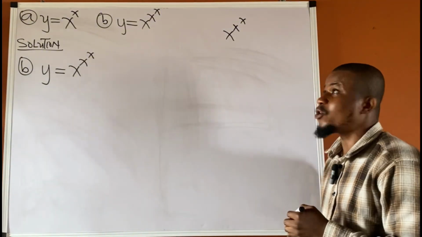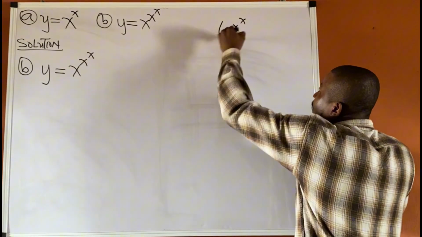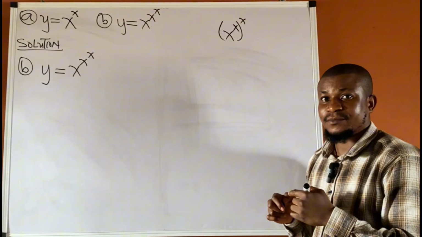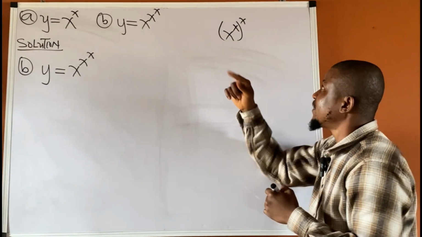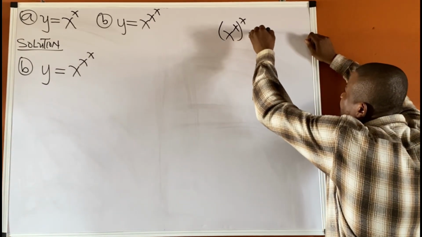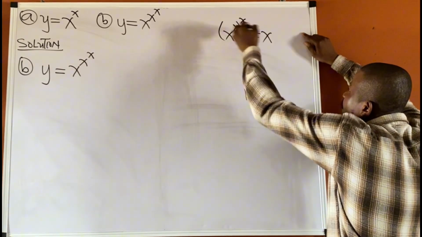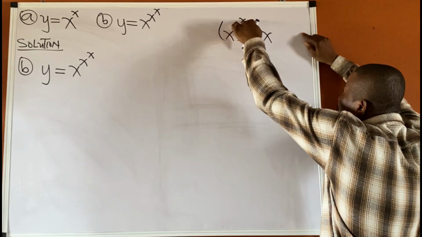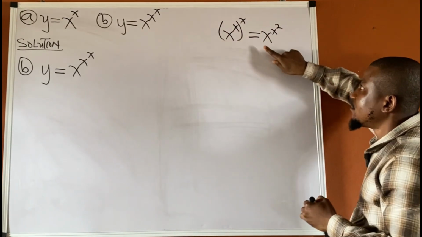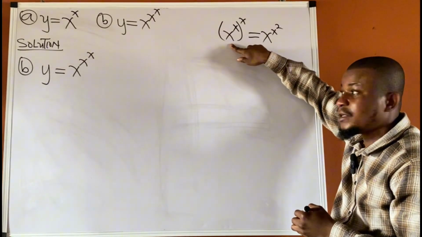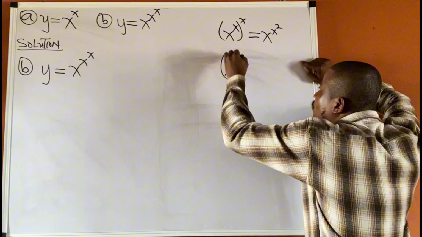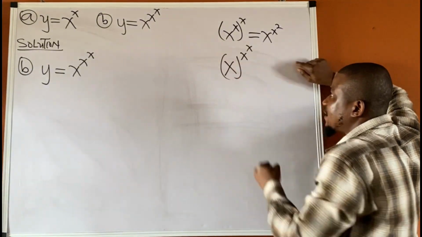some persons might confuse this to be x to the power of x or to the power of x. And this is wrong. If you write it this way, it means that you are having something of this form, x. Now this power will multiply this power and you have x squared. This is what this means. But this means x to the power of x to the power of x.